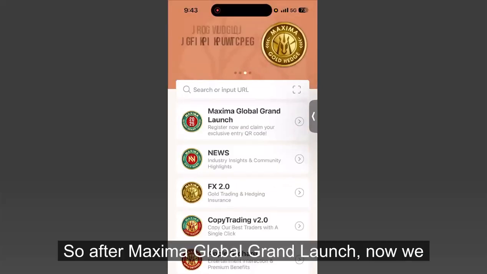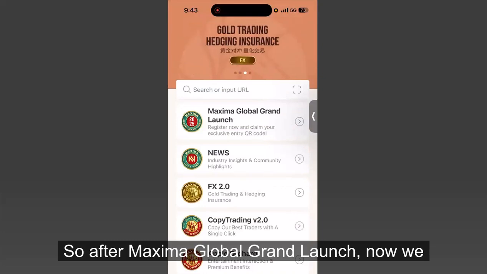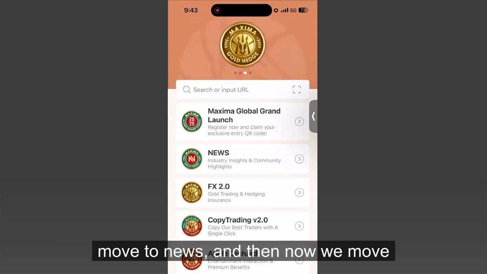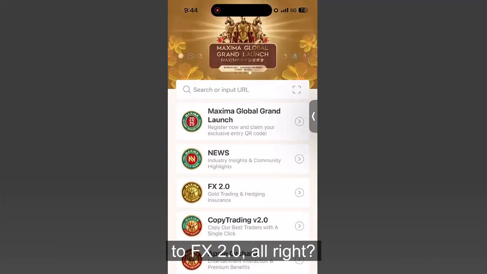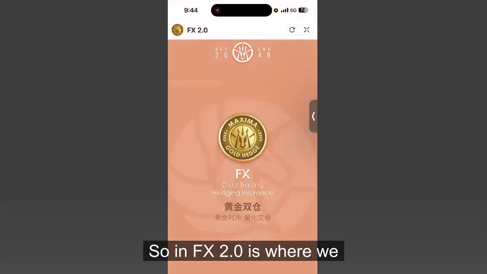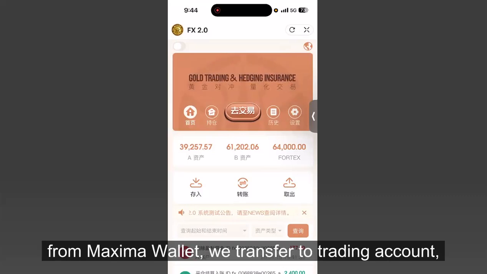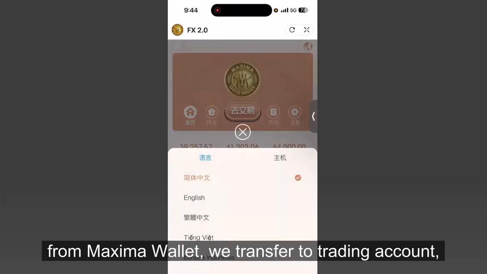All right, cool. So after the Maxima global grand launch, now we move to news, and then now we move to FX 2.0. So in FX 2.0 is where we deposit all our fundings into the Maxima wallet, and from the Maxima wallet we transfer to the trading account, which is here.